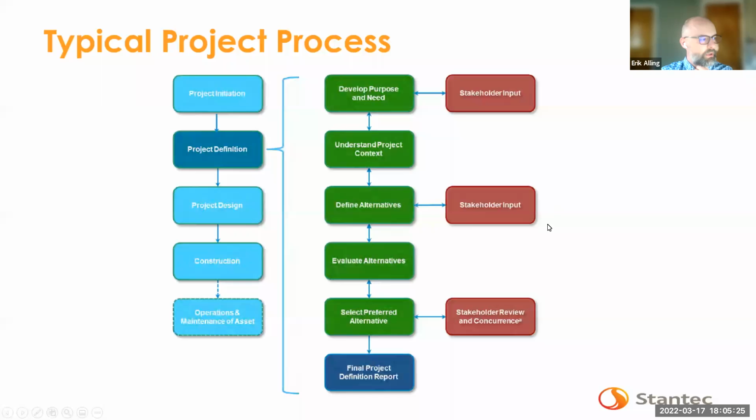A little bit closer look at the project definition phase, which is where we are now. We do these things as part of it: develop purpose and need, in this case for 3 separate segments, and try to understand the project context. We define alternatives and evaluate them, and that becomes a little bit iterative, and it may lead to changes. All along the way, the stakeholders are involved. And at the end of it, we end up with a final report with recommendations.